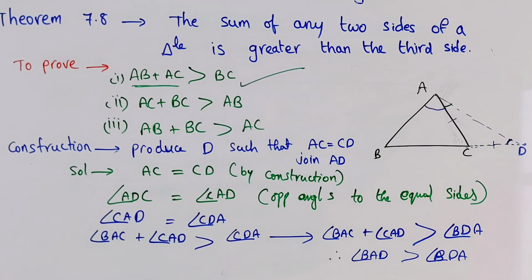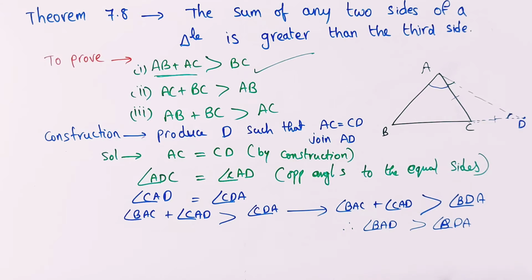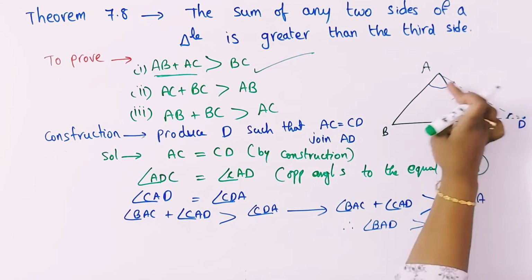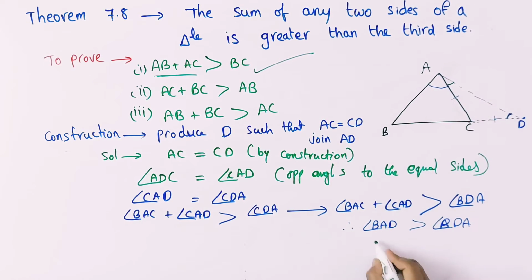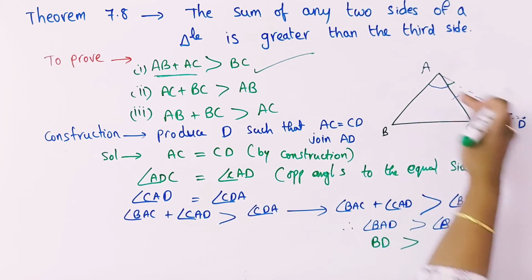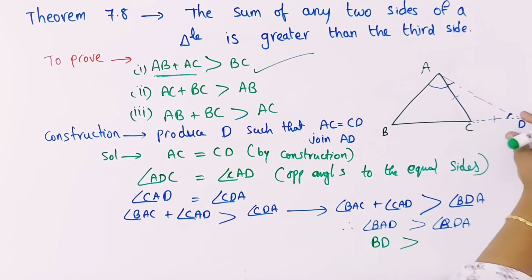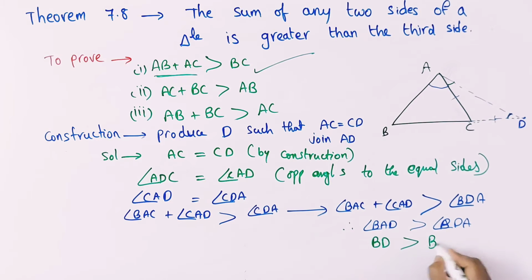This one, children. Now the side opposite angle BAD is BD, which is greater than the side opposite angle BDA, which is BA. So BD is greater than BA. What is BD, children, here? BC plus CD. Correct? That is greater than BA.